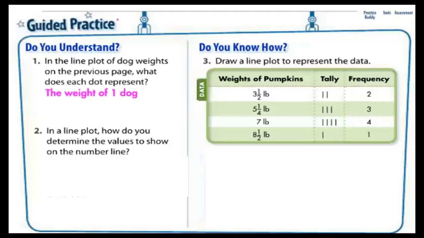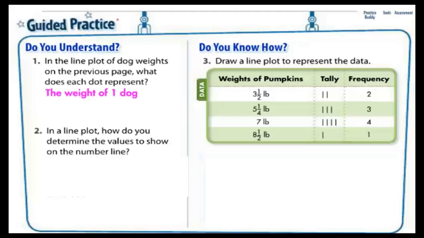What is it going to represent? I'm going to represent and express the weight of each dog. So each dot we select represents or expresses the weight of one dog, just one.